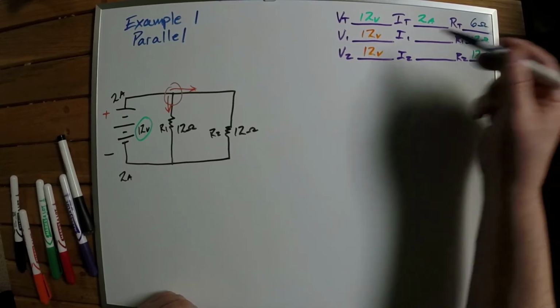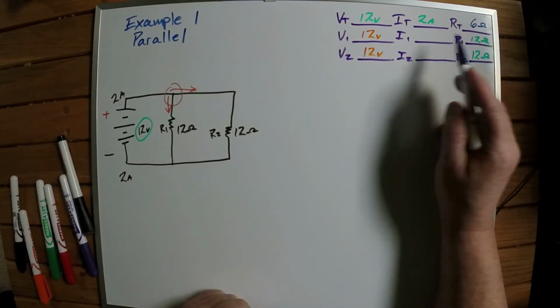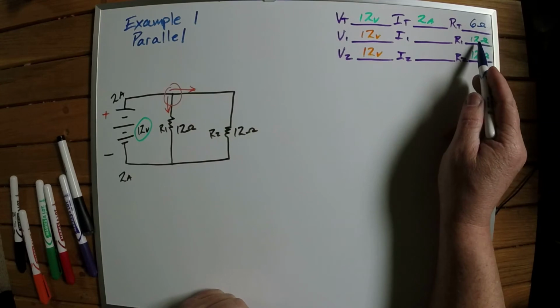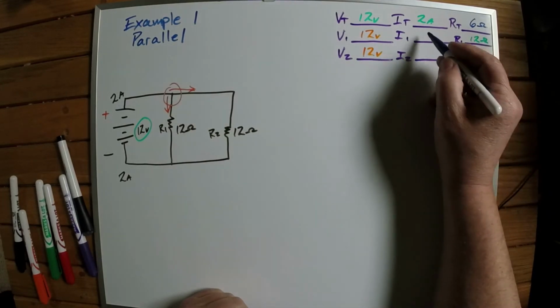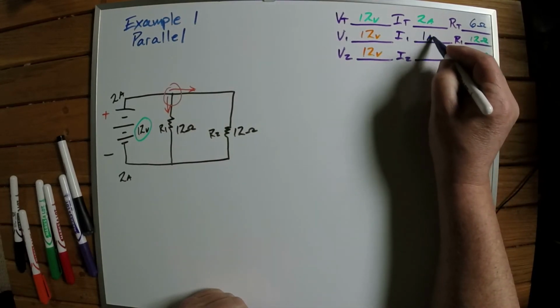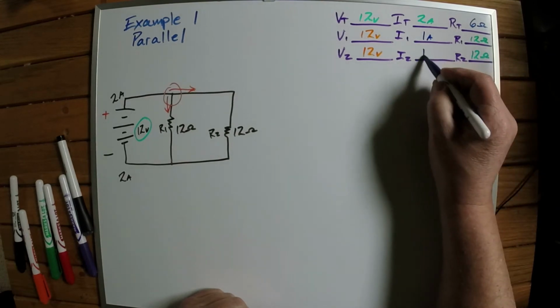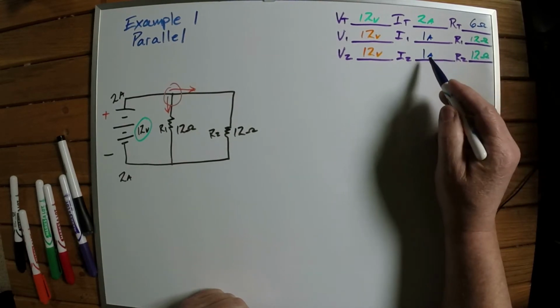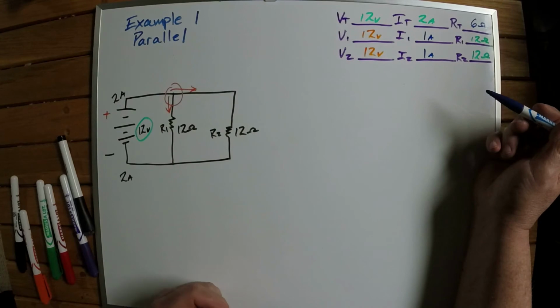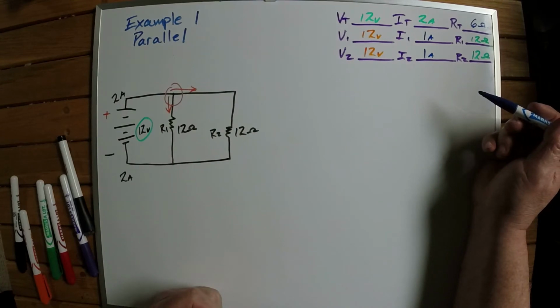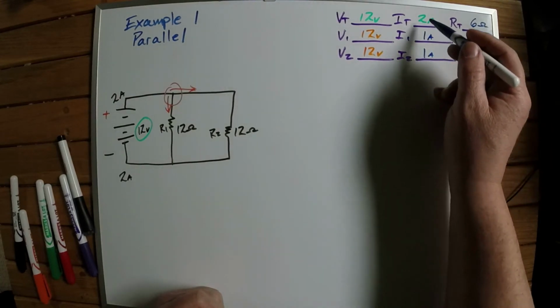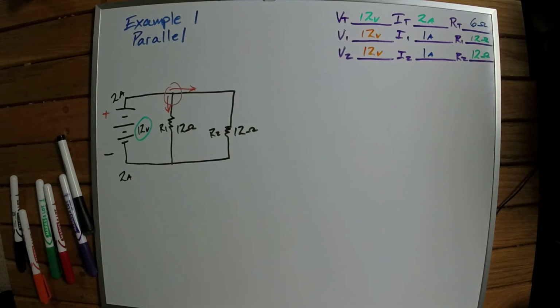So now we can continue double checking ourselves by doing some more Ohm's law. So 12 divided by 12 is 1 amp. And then 12 divided by 12 is 1 amp. And if we add the amps together, because remember amperage is additive in a parallel circuit, 1 plus 1 equals 2. So that's how you can double check yourself.